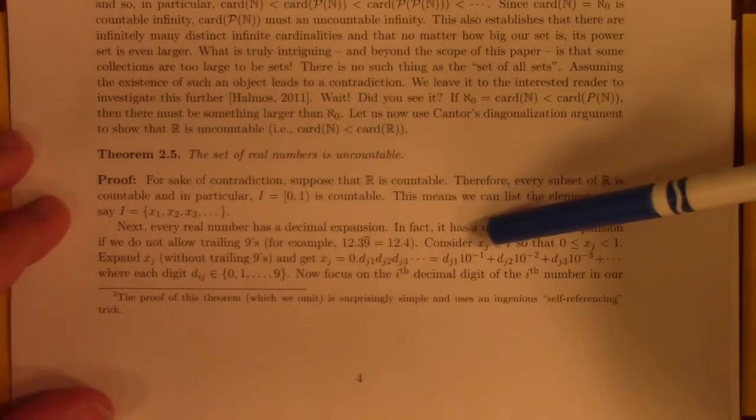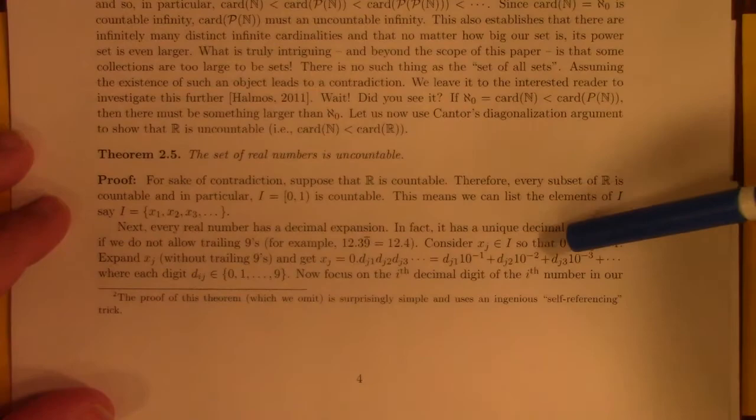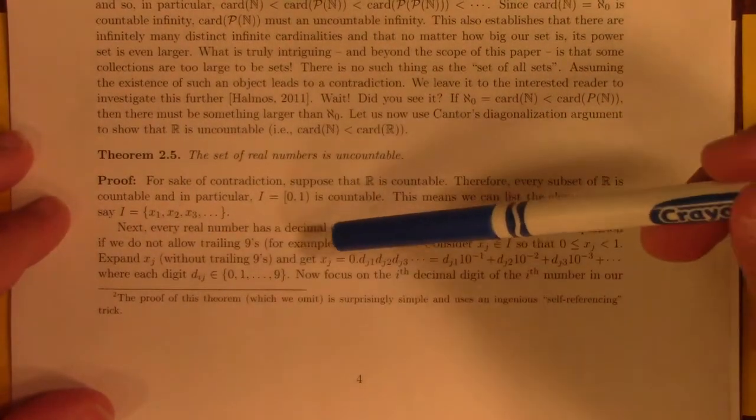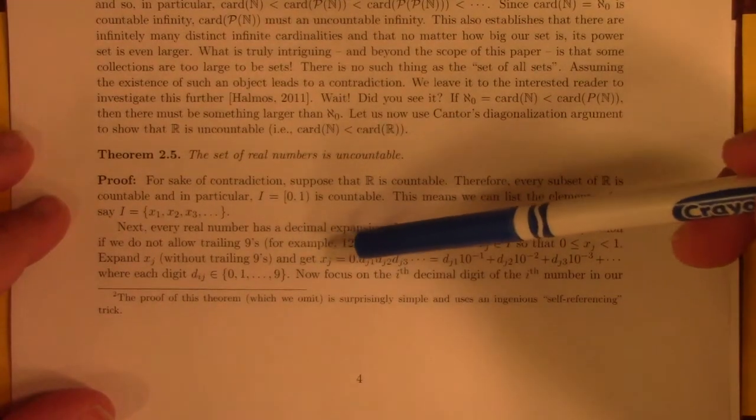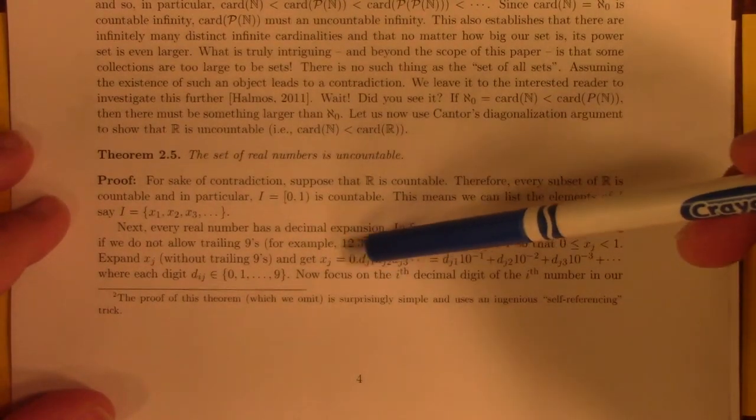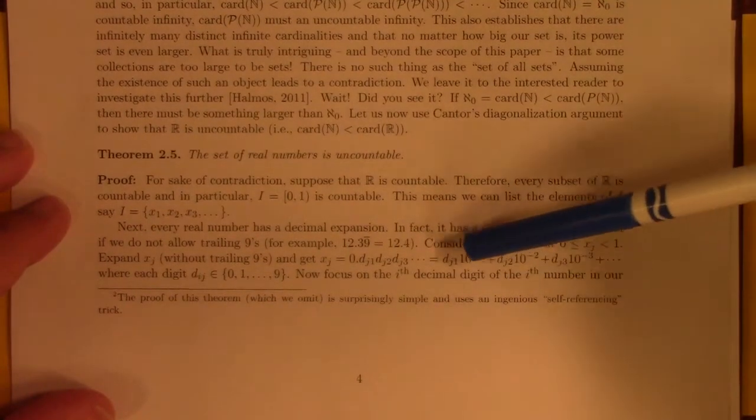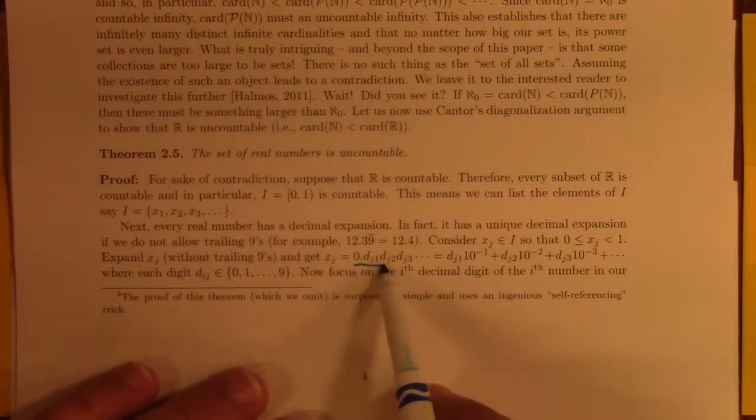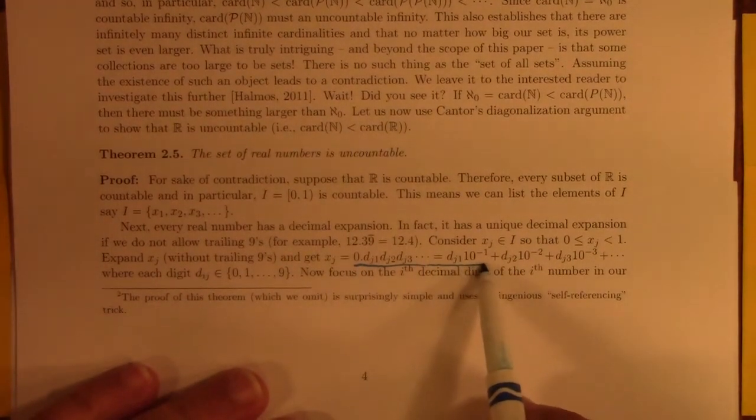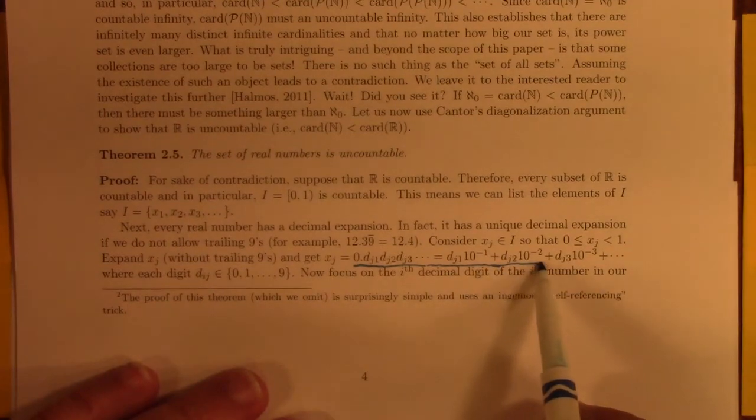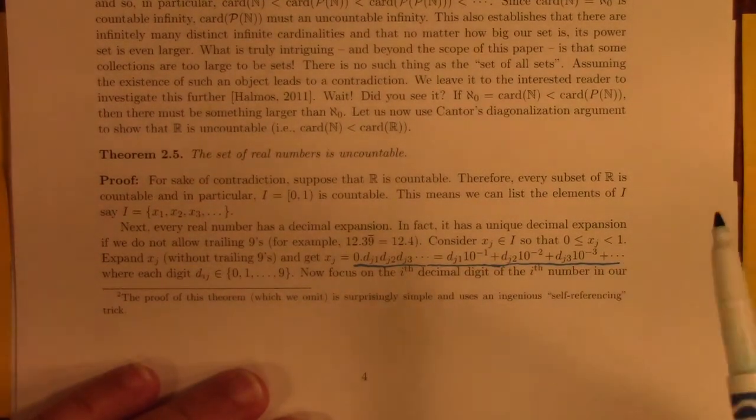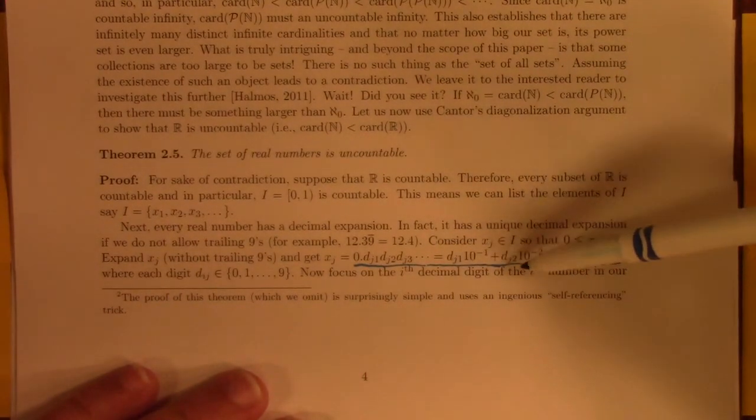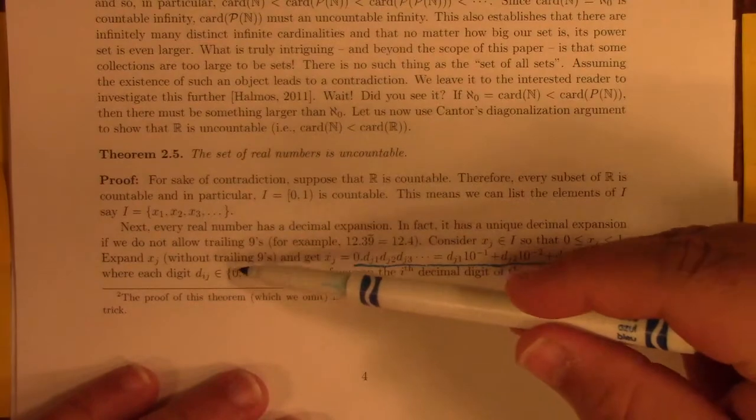So it says consider x sub j in I. So it's between 0 and 1. Expand x sub j without trailing nines to get the decimal expansion. x sub j is 0.d1j d2j. These are the decimal places, right? If this is the decimal expansion, that means it's d sub 1j over 10 plus d sub 2j over 100 plus d sub 3j over 1,000 and so forth, right? Where each of these d sub ij is an element of 0 to 9.